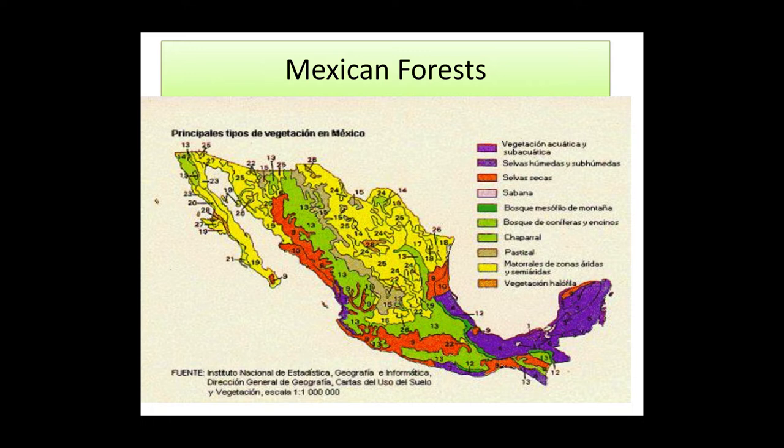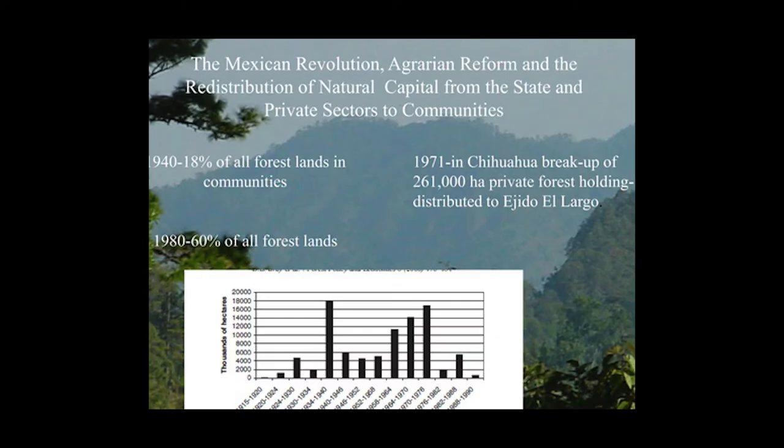So it was a historical process: in 1940, 80% by 1980, and this is the current estimate, that 60% of all forests in Mexico are directly owned by local and indigenous communities. And so this is like the second or third highest in the world after Papua New Guinea and Colombia. And this continued to fairly recent historical periods. The Mexican president Luis Echeverría, in the early 70s, continued doing some large-scale forest and land distributions, including the breakup of a very large foreign corporation holding of 261,000 hectares.